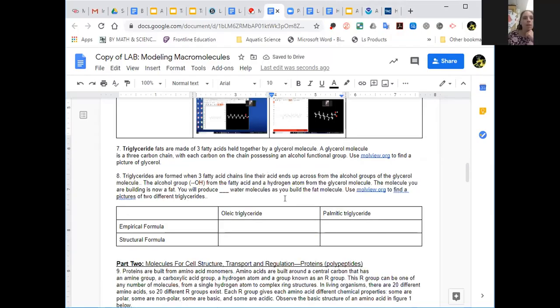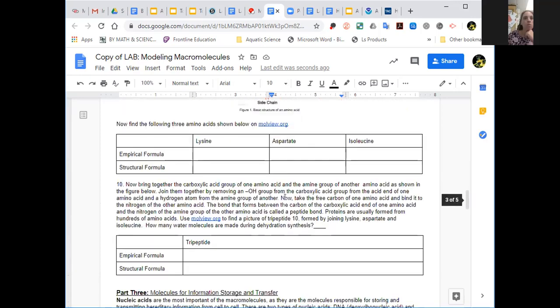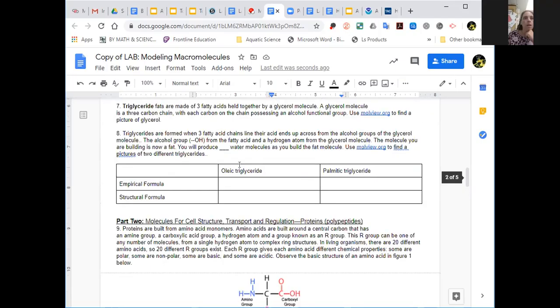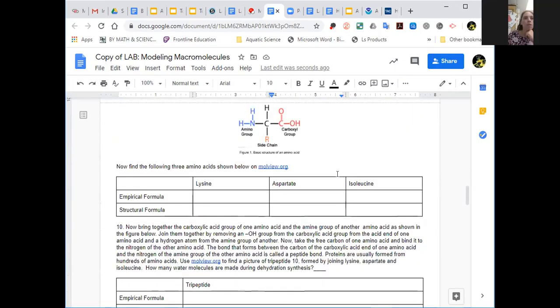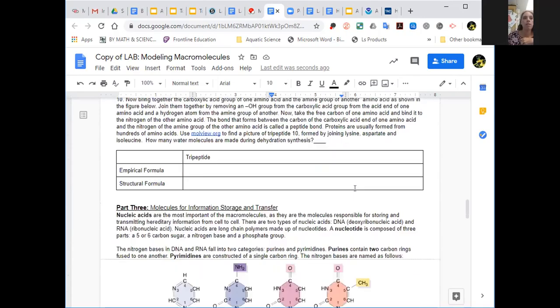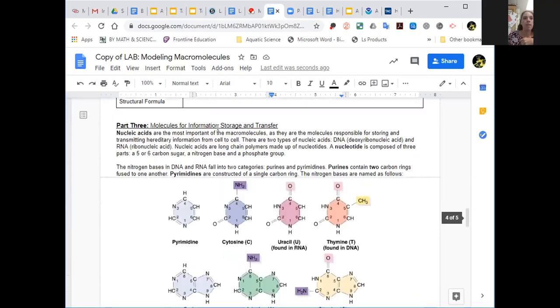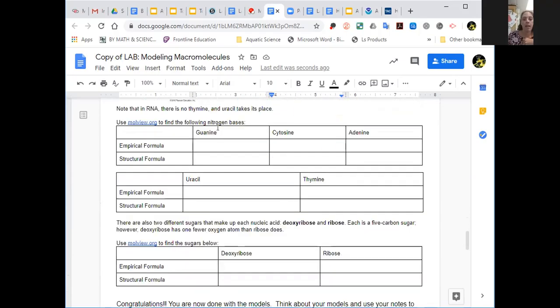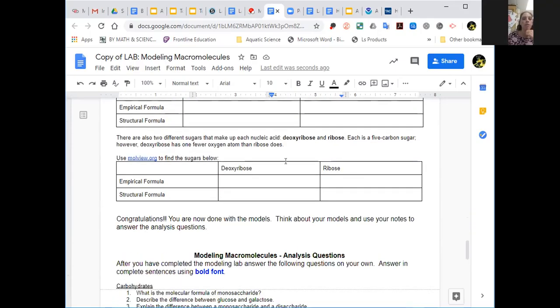All right. On your own, we've practiced using MolView. You're going to go through some triglycerides and look at the difference with those. You're going to look at some amino acids. You're going to make a tripeptide, and then take a look at our nucleic acid building blocks: guanine, cytosine, adenine, uracil, and thymine, as well as the sugars, deoxyribose and ribose.